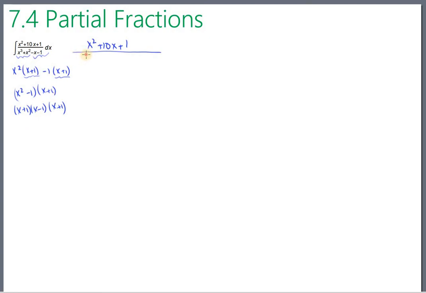So now it looks like x plus 1 quantity squared times x minus 1 in the denominator. And now we need to set up the equivalent fraction on the other side. So let's see what we can do with that. And this time we have a repeated factor.